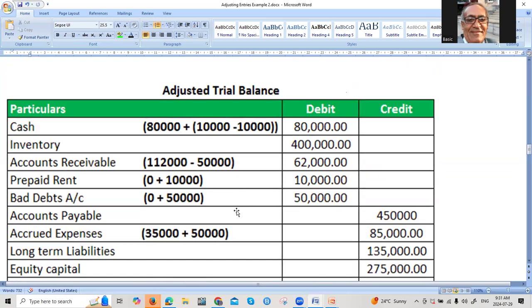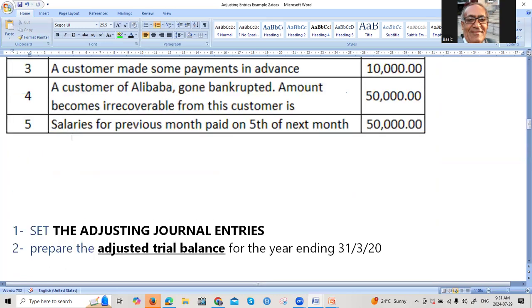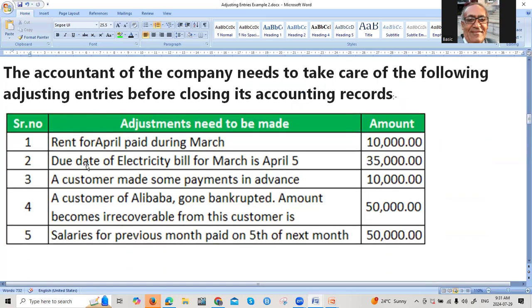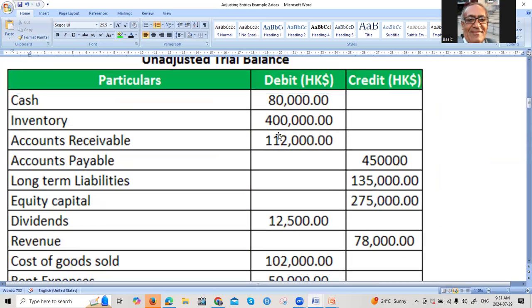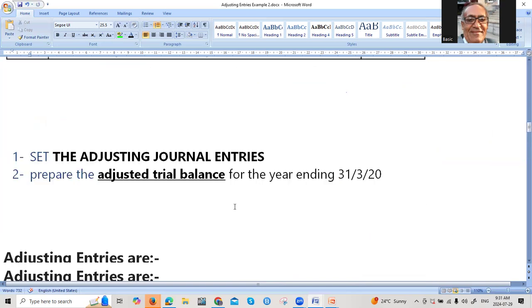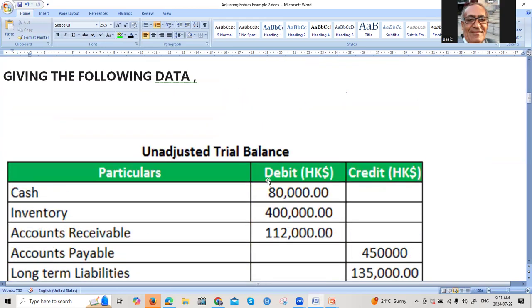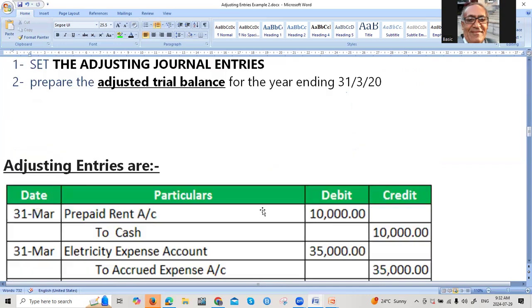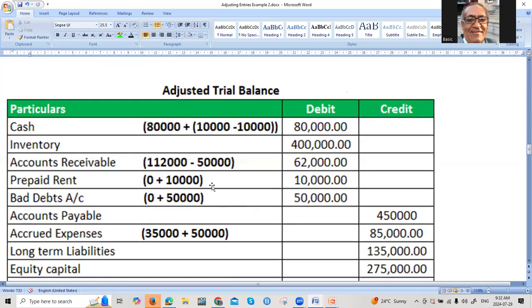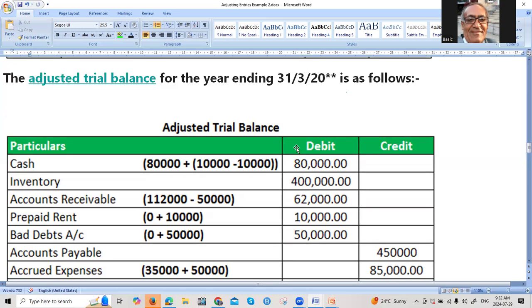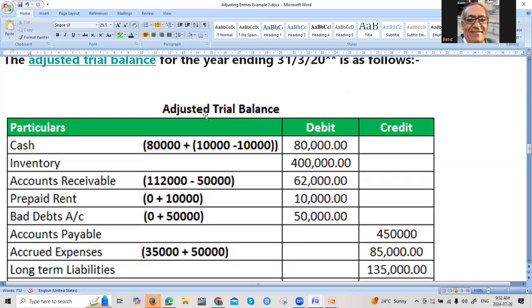Now we will do the new trial balance. The other adjustments, for example, the inventory is 400,000. When we come to see, there are no adjustments for the inventory. So the inventory will go to the new trial balance with the same value of 400,000, simply because we didn't do any procedures or transactions on the inventory. So the old inventory is the same as the new inventory, 400,000.